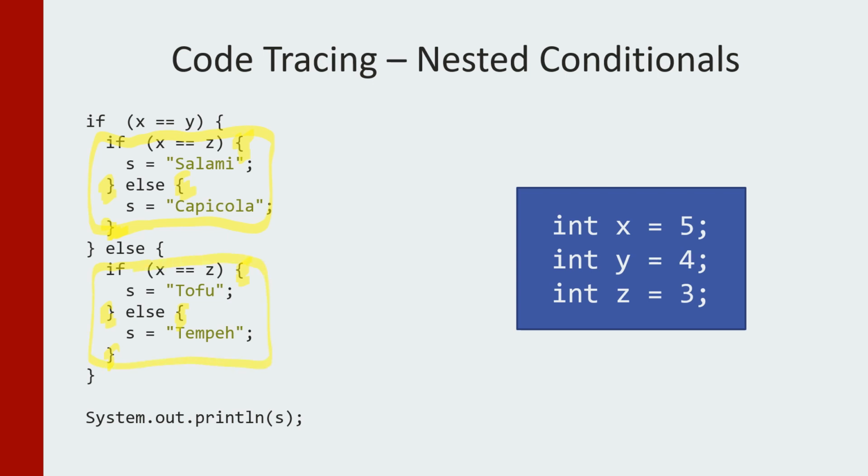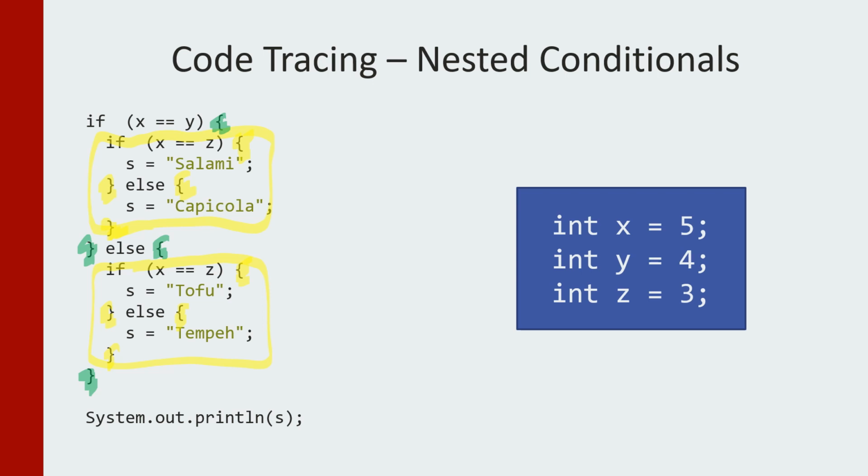And then finally, on the top level, I have if x is equal to y. So that goes with this else. Highlighting helps a lot because it's way easier to see what the structure is. Here I have an example of x is equal to 5, y is equal to 4, and z is equal to 3. So let's give it a shot.